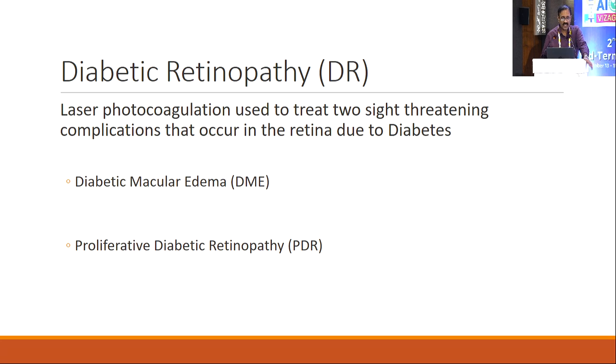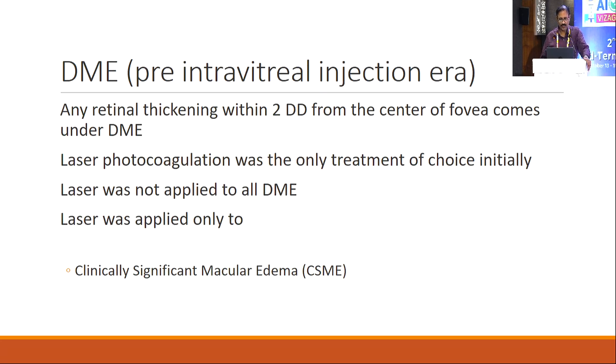So the most common indication for laser photocoagulation for many decades has been diabetic retinopathy, which is diabetic macular edema and proliferative diabetic retinopathy, the two sight-threatening lesions treated by laser photocoagulation. Any thickening within 2 disc diameters of the center of the fovea is called DME, and laser photocoagulation was the only treatment of choice available for many decades.